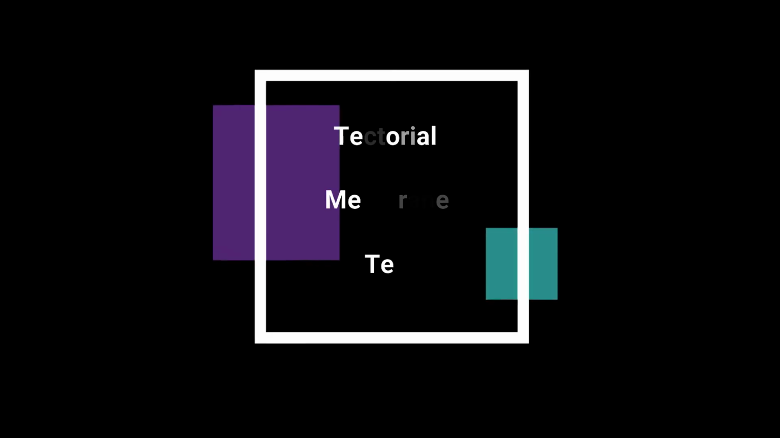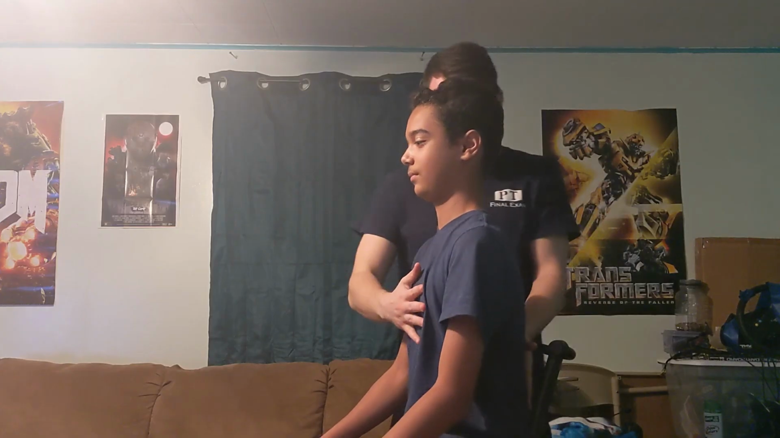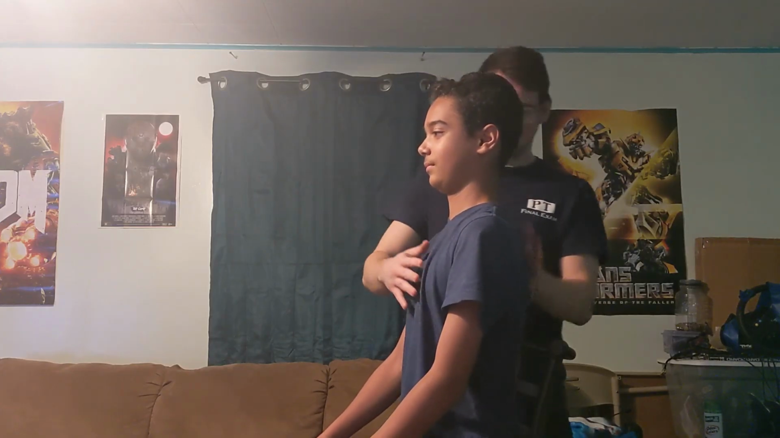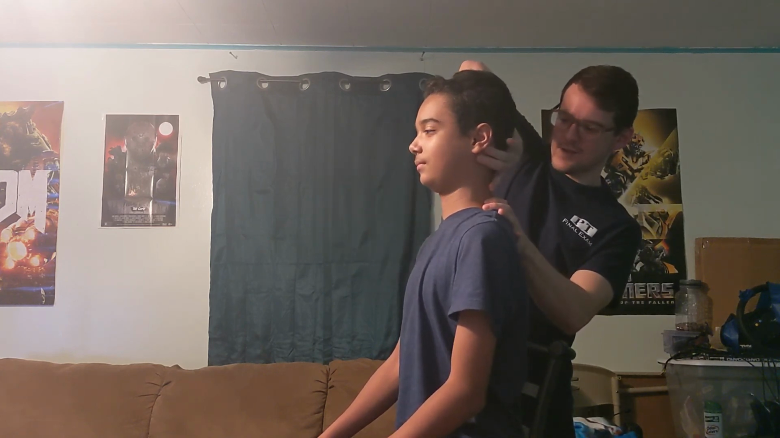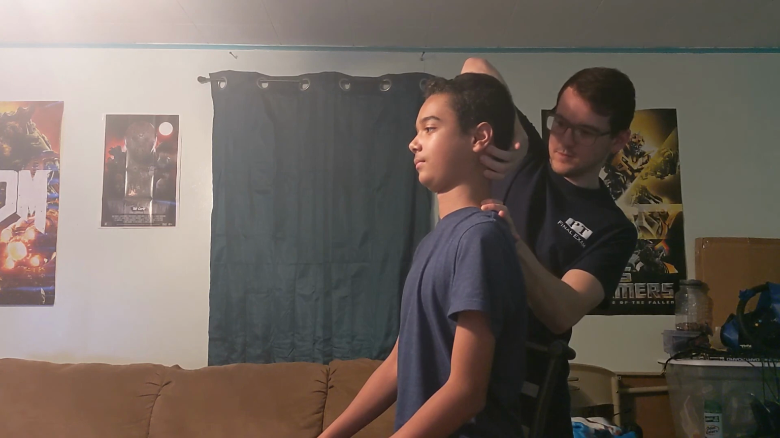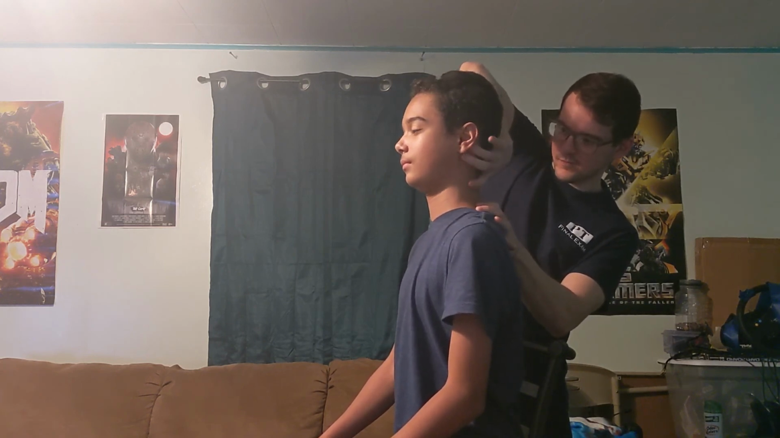This portion will discuss the tectorial membrane test as it relates to cervical instability. With the bottom hand, you will grip the spinous processes and perform a distraction. With the top hand, you will grip the mastoid processes and pull with a posterior upward force. This test is positive if excessive translation occurs between the occiput and C1 and C2.